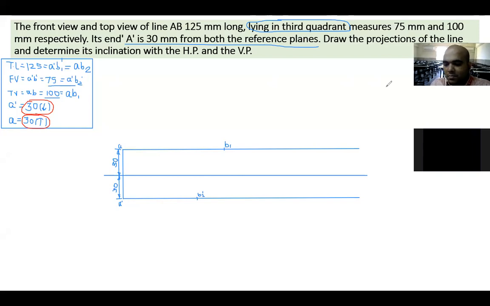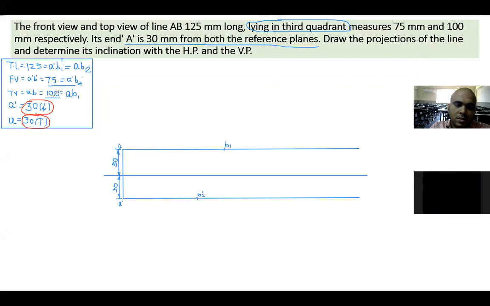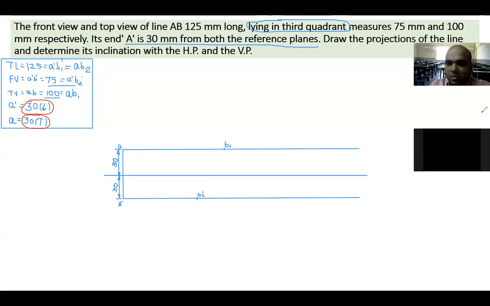Abhishek, I'm not able to hear your voice completely. A B1 distance, did you mark it by measuring, or did you mark it randomly? No, measured, what is written here? A B1 is 100 millimeters. Yes, 100 millimeter. And A dash B2 dash is 75 millimeter. Okay, sir.